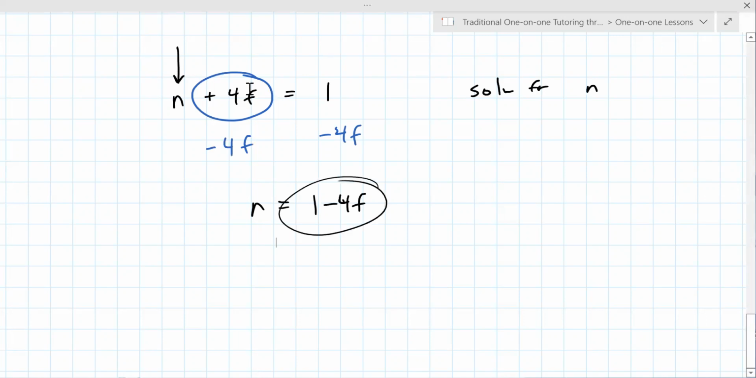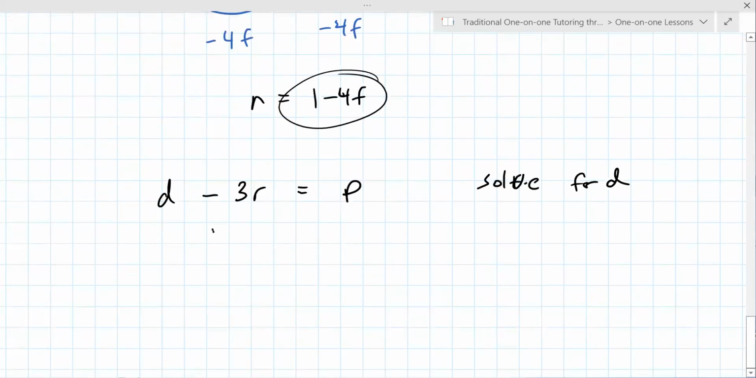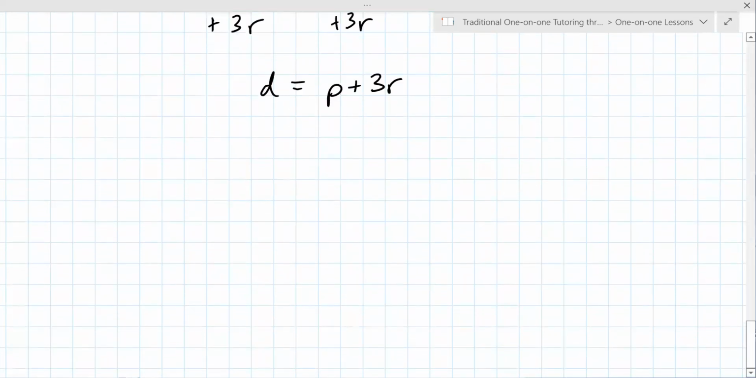This is the term. So if I give you a problem like d minus 3r equals p, and I want you to solve for d, you have to treat this 3r as a term. It's not a minus 3, it's 3r. So how do you undo subtraction by 3r? You would add 3r. So d equals p plus 3r, like that.